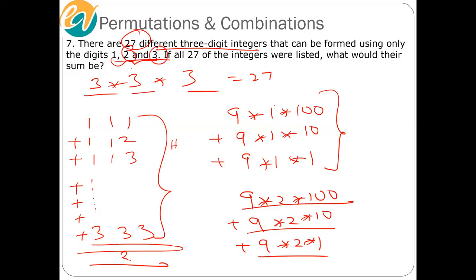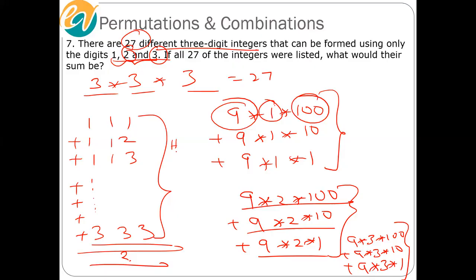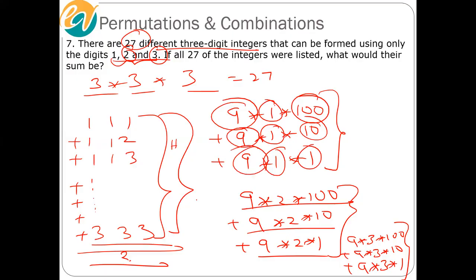And we can do the same exercise for 3, right? So again, 9 into 3 into 100 plus 9 into 3 into 10 plus 9 into 3 into 1. And now we add all of these. Because 1 appears in the hundreds position in 9 integers, 1 appears in the tens position in 9 of these integers, and 1 appears in the units position in 9 of these integers.